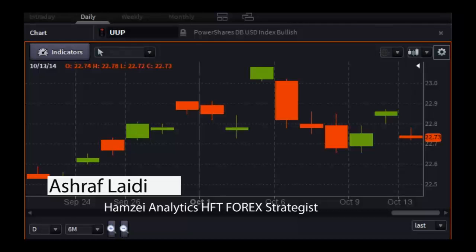So let's go to the dollar here, and a lot of the strength has been in the dollar because they're kind of anticipating rates going up in the United States. But the Fed says, no, this is not going to happen.